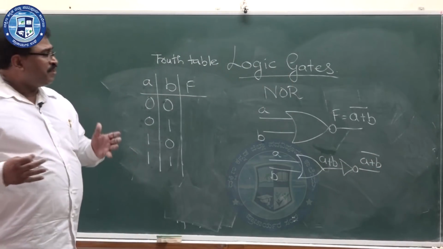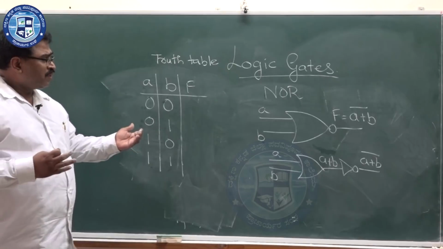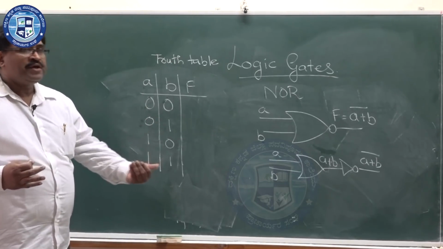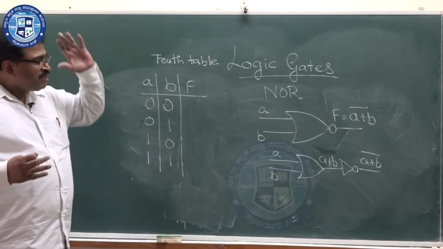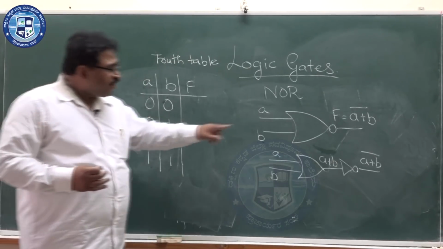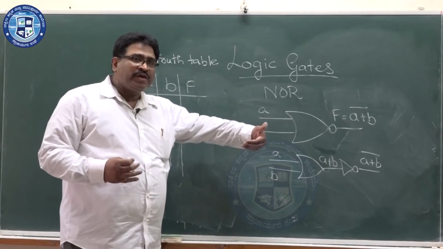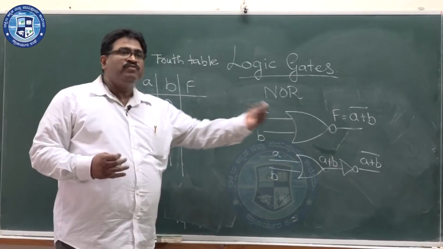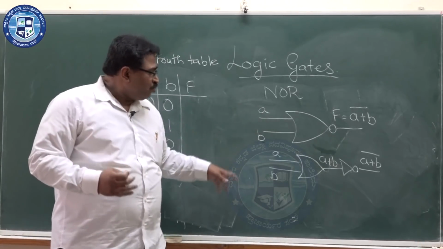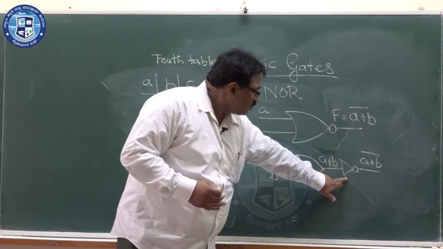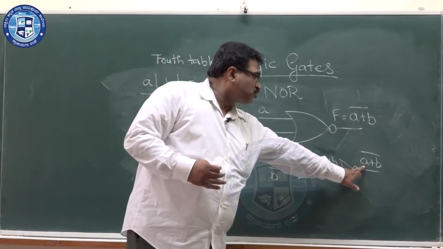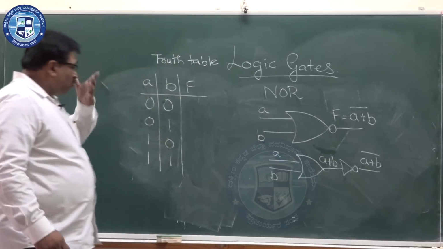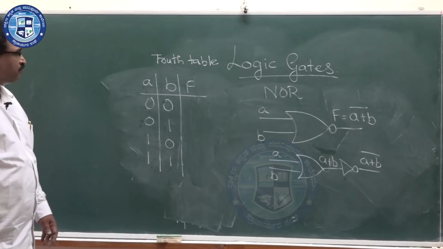So again what we have seen here is the output of the OR gate is given to an inverter. And what we have seen in the NOT gate, whatever input we are giving, the output will be the complement of that, the inverse of that. So you're giving A plus B to this NOT gate, so the output has to be A plus B the whole bar. So we'll see the truth table for the same.